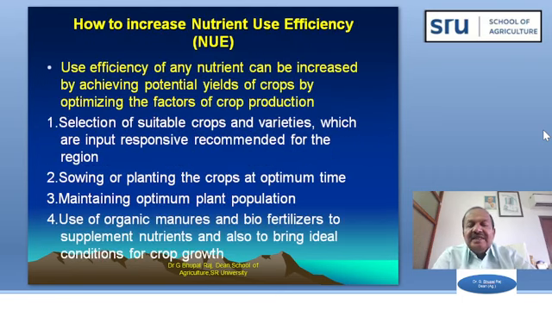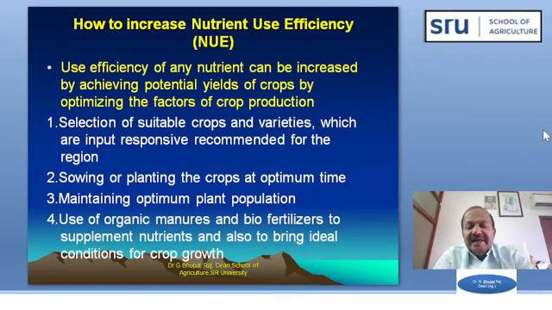And then, how to increase the nutrient use efficiency. Use efficiency of any nutrient can be increased by achieving the potential yields of the crops by optimizing the different factors of crop production. Taking them one by one, number one is the selection of suitable crops and varieties which are input responsive and recommended for the region. In a particular region, certain crop varieties will be more responsive to particular nutrients. So we have to select suitable crops to increase the applied nutrient use efficiency.